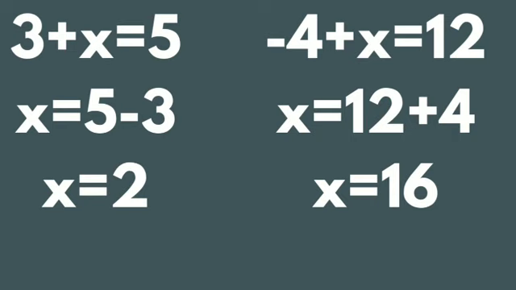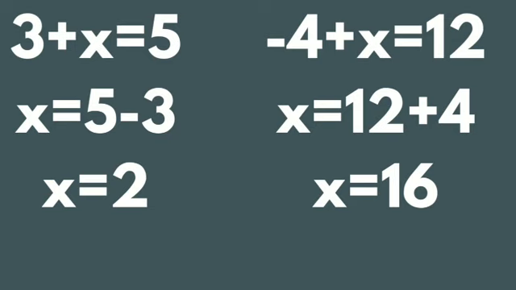These are some examples of linear equations in which we have to find the value of the unknown variable. So the first one is 3 plus x equals 5. 3 is positive on this side of equality. So when we move 3 from this side to the other side, it will be negative. We have moved 3 from this side of equality to the other side. When we move 3 to the other side of equality, it becomes negative. x equals 5 minus 3. 5 minus 3 equals 2. So we have found the value of x, which is 2.